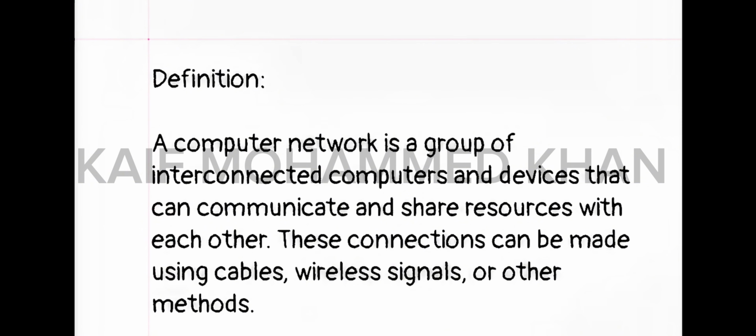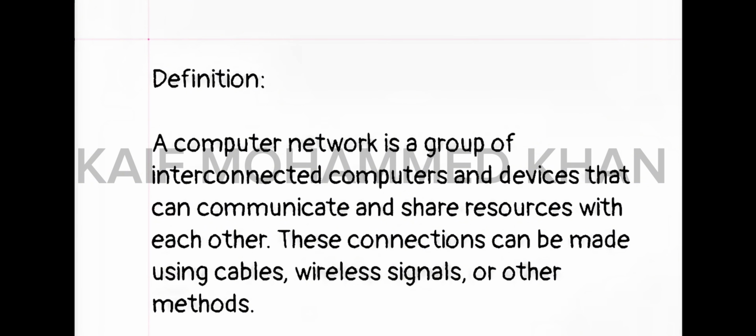What's the definition of computer networks? A computer network is a group of interconnected computers and devices that can communicate and share resources with each other. These connections can be made using cables, wireless signals or other methods.